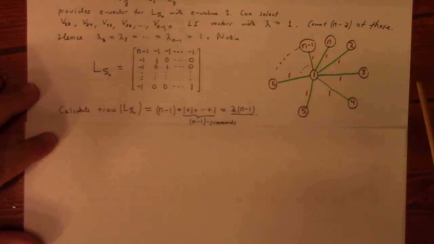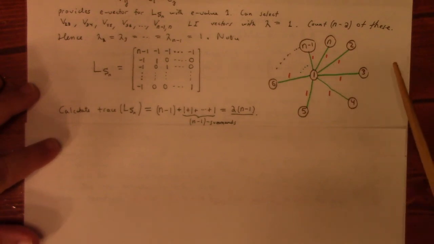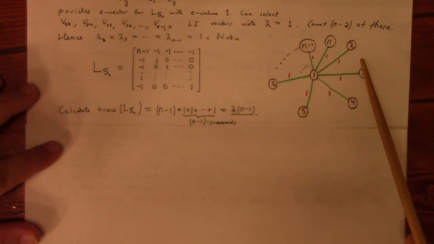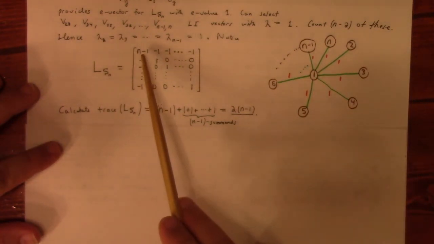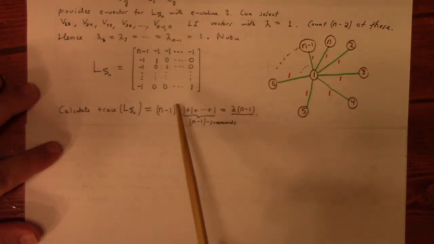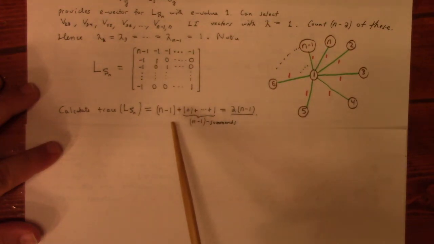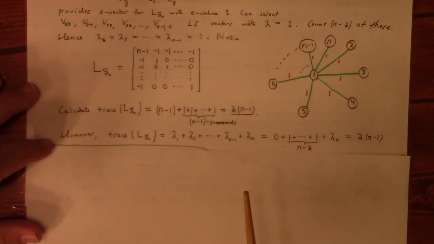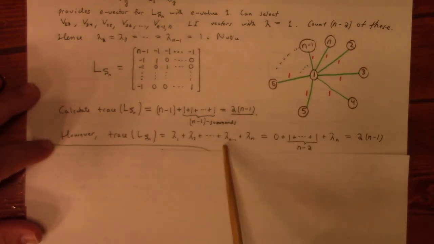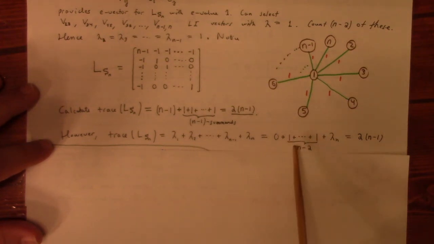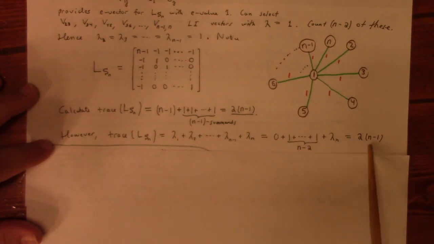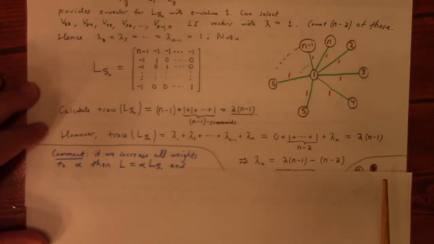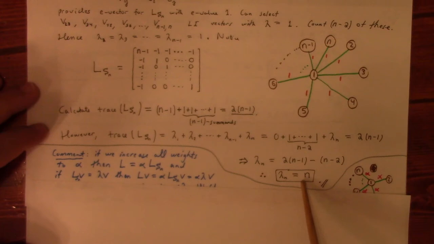So if they all have weight 1, you can calculate the trace of this thing. It's n minus 1 plus n minus 1 ones, which is to say n minus 1 plus n minus 1, which is twice n minus 1. But on the other hand, the trace is the sum of the eigenvalues, right? Which is 0 plus n minus 2, plus the thing we don't know, but it's equal to the trace, and voila. That gives us that the nth eigenvalue is n, as claimed.